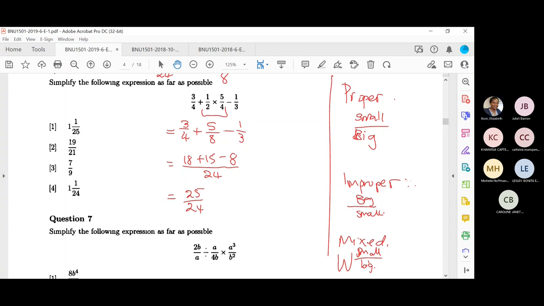So how do we simplify? We say 25 goes how many times into 24? It goes one time. Once. And the remainder is? 1 over, and then we keep the denominator as it is. And hence it is option 4.